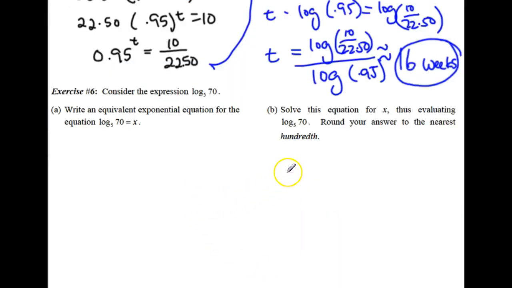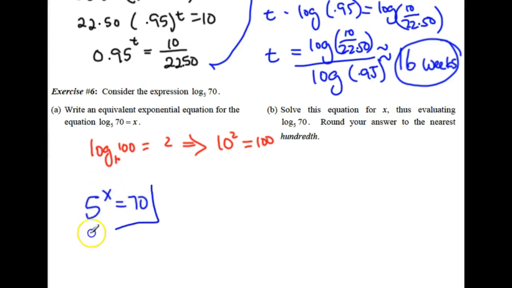Now the last question says, consider the expression log base 5 of 70. Write an equivalent exponential. Remember my little trick that I showed you guys? Remember my trick, the log of 100 in base 10 is equal to 2. To translate that to an expression, it's always the base to the exponent, bam. So knowing this, I would write 5 to the x is equal to 70. And that's my this and this here, they're equivalent to each other.